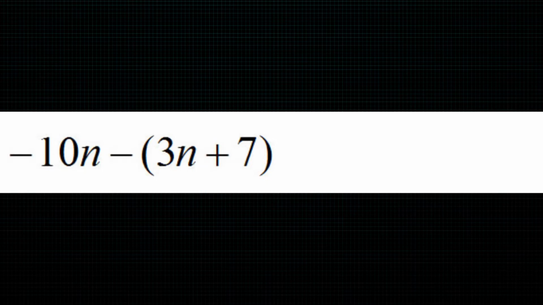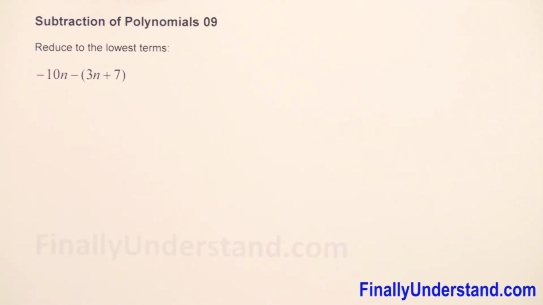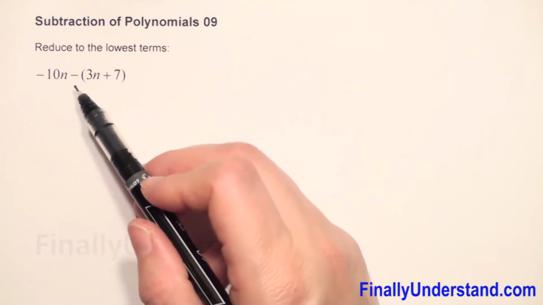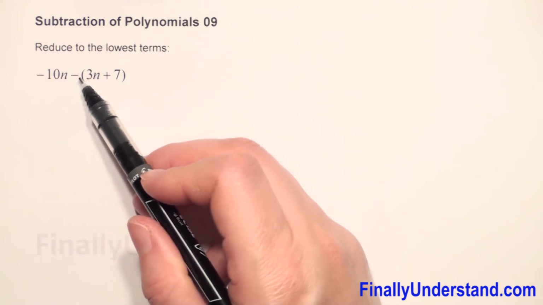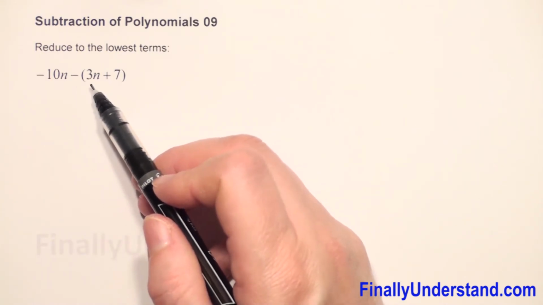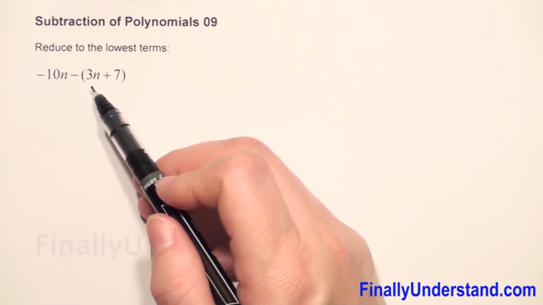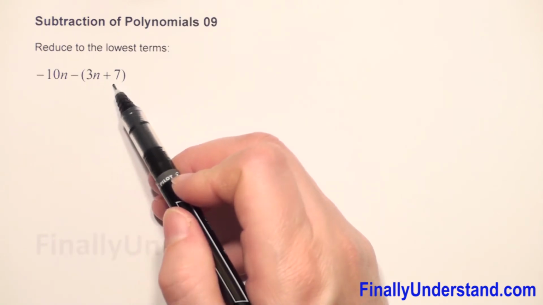We have subtraction of polynomials. First, we have to take down the parentheses and we have to look at the sign which we have before parentheses. In this example, we have a negative sign. What does it mean? We have to change the sign of every term in parentheses to opposites.